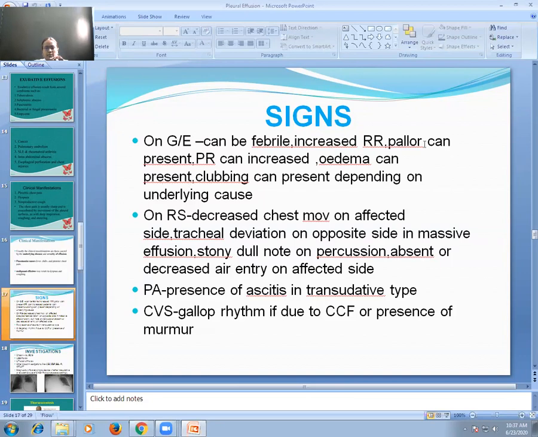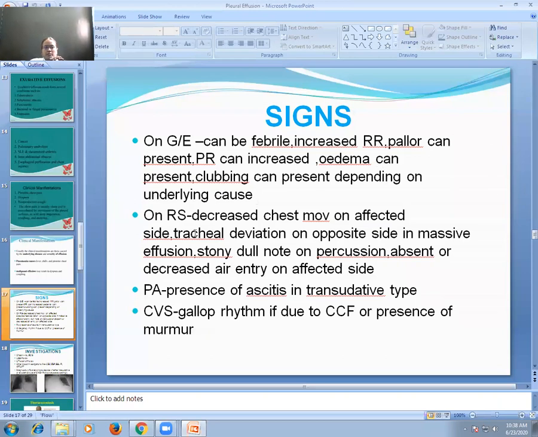So pallor can be present if it is tuberculosis or malignancy. Edema can be present if it is secondary to heart failure or liver cirrhosis. Clubbing can be present if it is secondary to malignancy. All these findings on general examination depend on the underlying cause. Clubbing is most commonly seen in malignancy. So on general examination, the patient can be febrile, respiratory rate is increased because the patient is breathless, pallor can be present, pulse rate is increased, edema can be present, and clubbing can be present, all depending on the underlying cause.